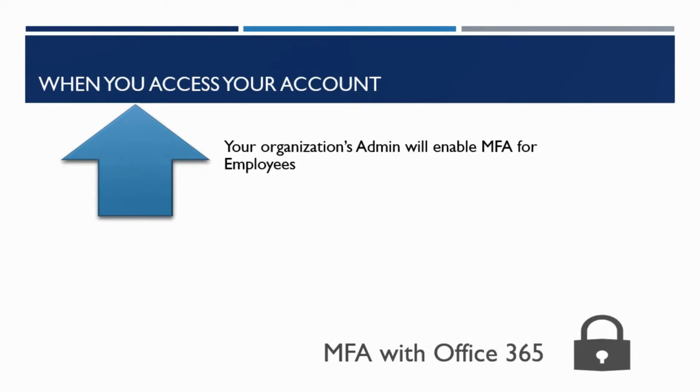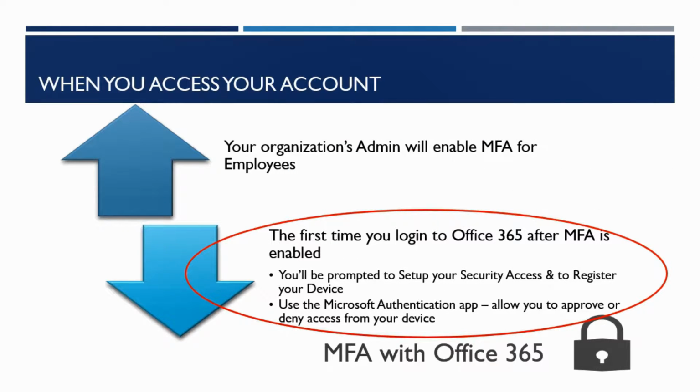The very first step begins with your organization's administrators. Well, they'll go into Office 365, enable you and other employees to utilize MFA and set it up for the first time. Once the MFA has been enabled, the first time you go to log into Office 365, whether it's from your laptop or your mobile device or a tablet, doesn't really matter what the device is, you're going to get prompted and it's going to say, okay, we need some more information from you.